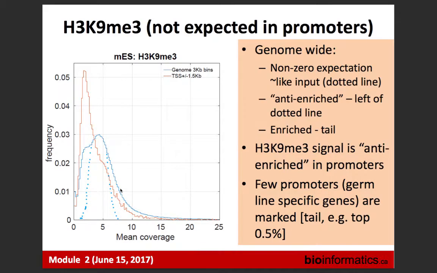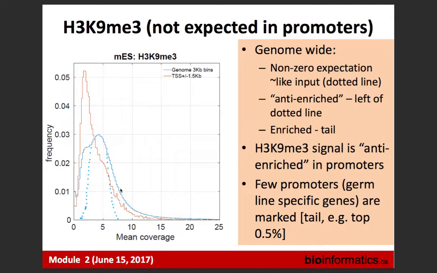So the next will be for another histone modification, H3K9me3. And maybe some of you are familiar with this modification. People who work with repetitive regions are very well familiar with this mark, because this is a repressive mark, and it is linked to heterochromatin, and it represses retroviruses in mammalian genomes.